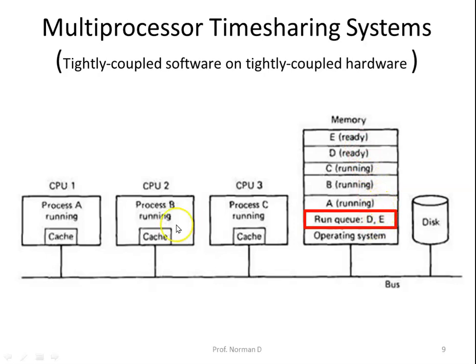Now let's suppose that process B blocks, waiting for some input output, or maybe the quantum runs out. Either way, the CPU must suspend that process and find another process to run. CPU 2 will normally begin executing operating system code, which is located in the shared memory. Now, after having saved all of B's registers, it will enter a critical region to run the scheduler to look for another process to run.